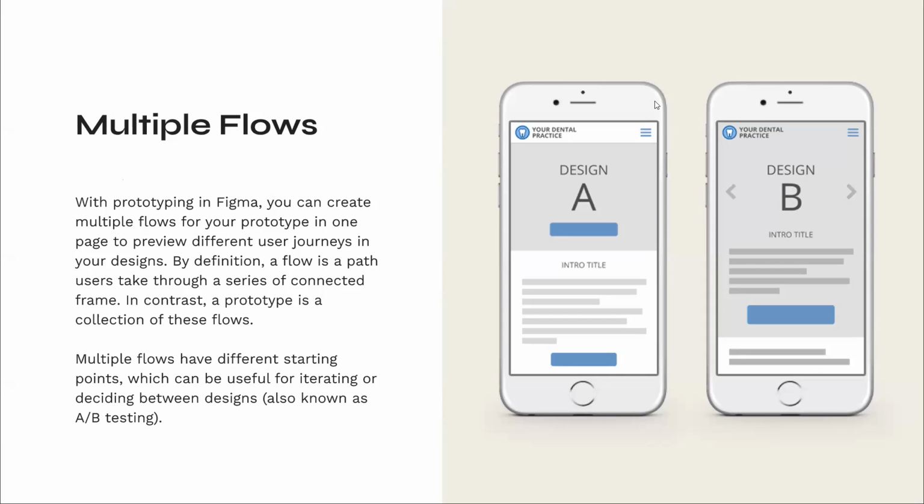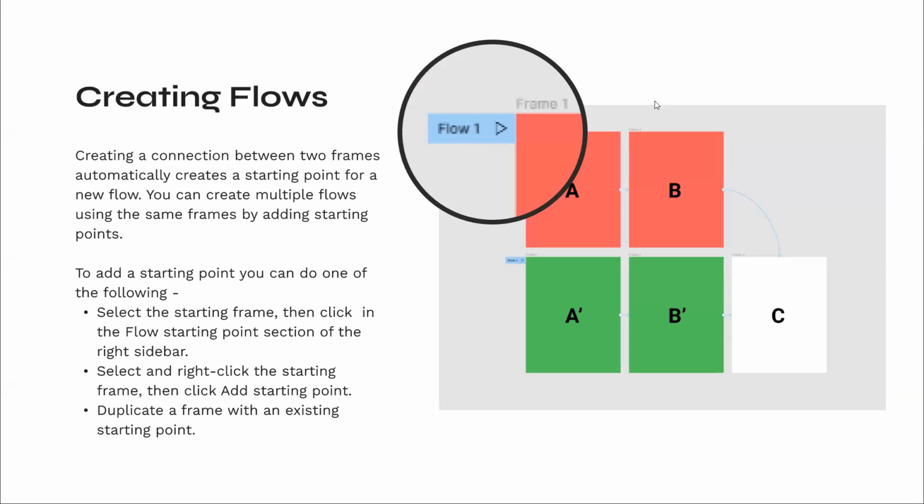While you prototype in Figma, you can create multiple flows for your prototype in one page to preview different user journeys in your designs. By definition, a flow is a path users take through a series of connected frames. In contrast, a prototype is a collection of these flows. Multiple flows have different starting points, which can be useful for iterating or deciding between designs, also known as A/B testing. Creating a connection between two frames automatically creates a starting point for the new flow. You can create multiple flows using the same frames by adding different starting points.